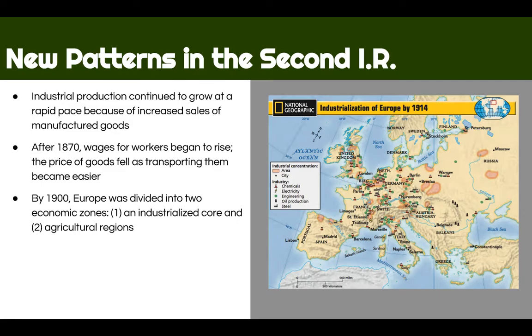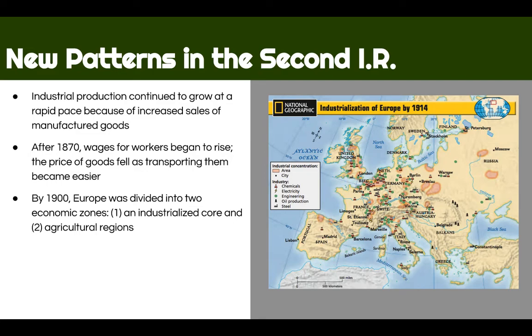So these inventions, these new ways of powering the Industrial Revolution, these new materials, really create new patterns that we see in the Second Industrial Revolution, including the idea that industry continues to grow at that rapid pace, that allows more goods to be produced and therefore produced more cheaply. And so we're going to see increased sales of manufactured goods. After 1870, wages for workers begin to rise and the price of goods begin to fall. This will lead to, in industrialized areas, a higher standard of living.